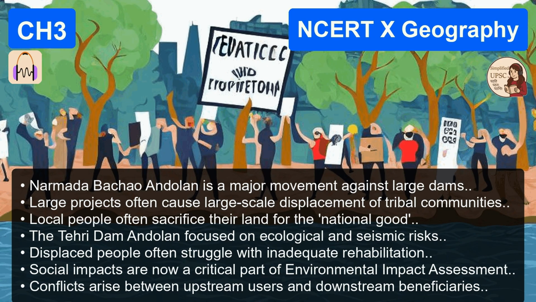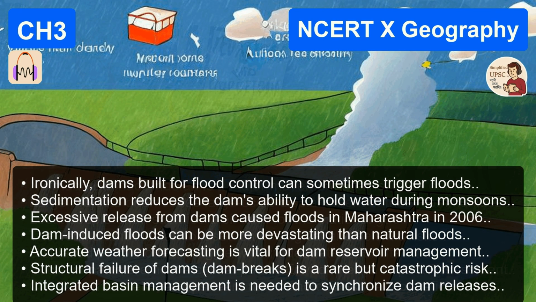It does. And this has been a massive trigger for some of India's most important social movements. The source text specifically lists the Narmada Bachao Andolan and the Tehri Dam Andolan. These were huge defining movements in India's environmental history. And they were rooted in a very basic, very powerful grievance: large-scale displacement of local, often tribal communities.